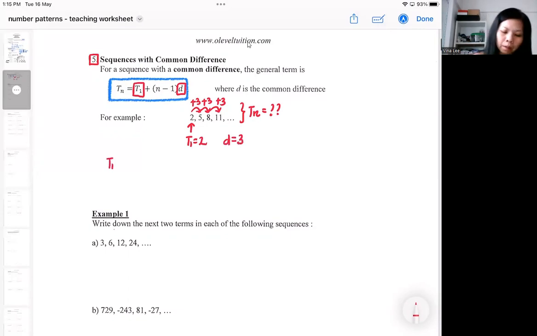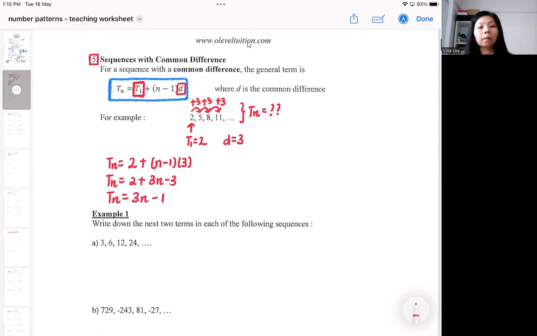So I'm going to plug into the formula. The first term is replaced by 2. Then the d will be the common difference. So this will be my formula. Do a little bit of algebra, and this will be the formula. You must know how to come up with a general formula for common difference. Later on, there will be more examples, but right now, that's the base idea first.